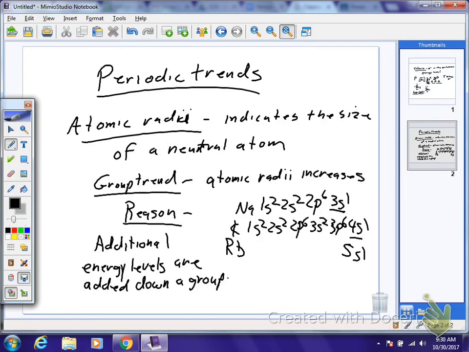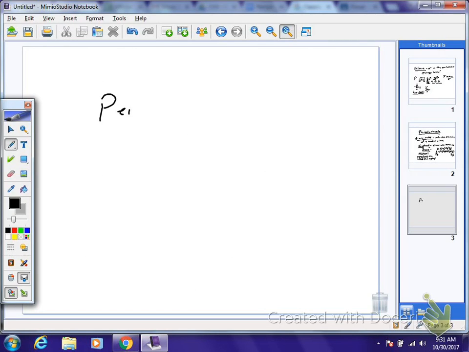Okay, so the group trend is to get larger going down because you're adding additional energy levels down the group. One that's a little bit tougher to see is the period trend. So what's the period trend? That one's easy to see too. What's happening to the size of the atom going across the period?